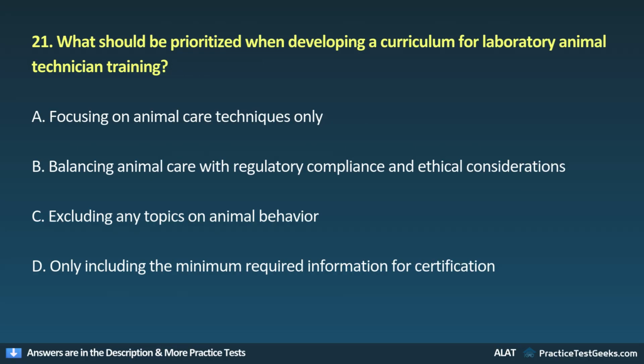21. What should be prioritized when developing a curriculum for laboratory animal technician training? A. Focusing on animal care techniques only. B. Balancing animal care with regulatory compliance and ethical considerations. C. Excluding any topics on animal behavior. D. Only including the minimum required information for certification.